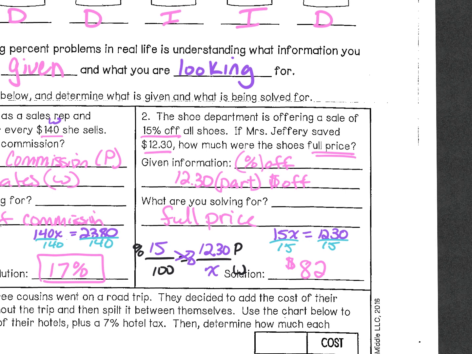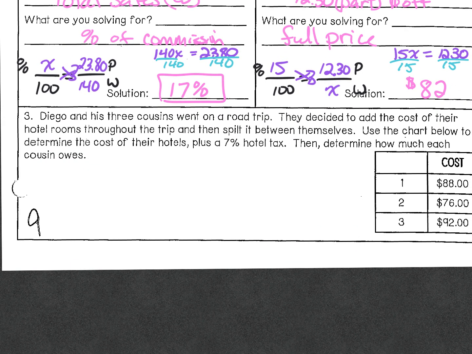Okay, so we're going to look at another one. Diego and his 3 cousins went on a road trip. They decided to add the cost of their hotel rooms throughout the trip and then split it between themselves. I used the chart below to determine the cost of the hotels plus a 7% hotel tax. Okay, so what we're going to do is I'm going to go ahead and add all of this up first. So take a moment, add that up. It comes to 256. Okay, so 256 was our total for the 3 rooms.